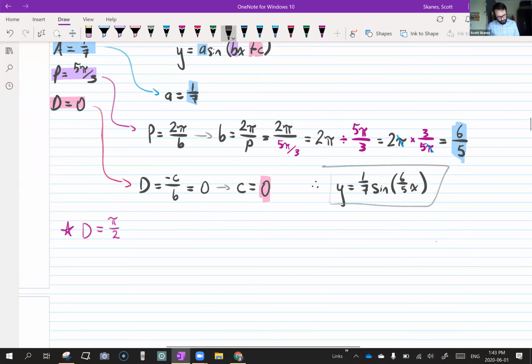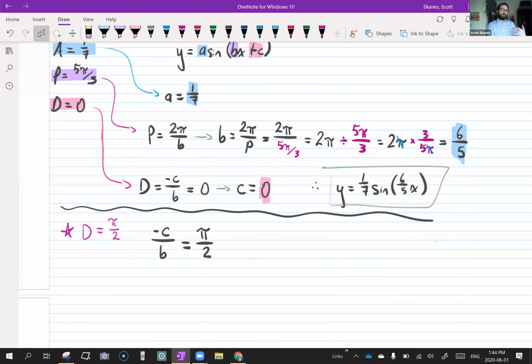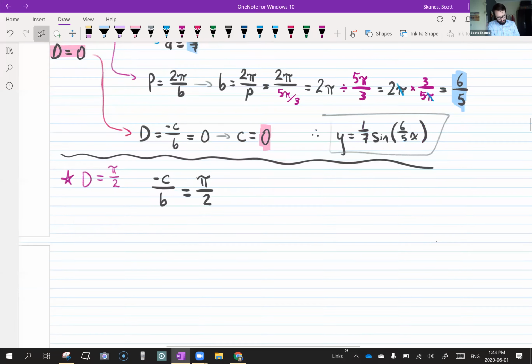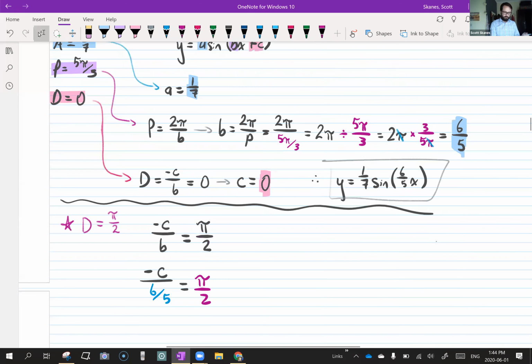So what you would say, we would have negative c, let me just split this up. Negative c over b, we know that's displacement. We also know that displacement is pi over 2 in this case. All right, and from earlier in the question, we found b. So let me make this very clear. Negative c, c is what we're looking for. B we have, it's 6 over 5. And pi over 2 is our new displacement. Okay, how do you solve this for c?